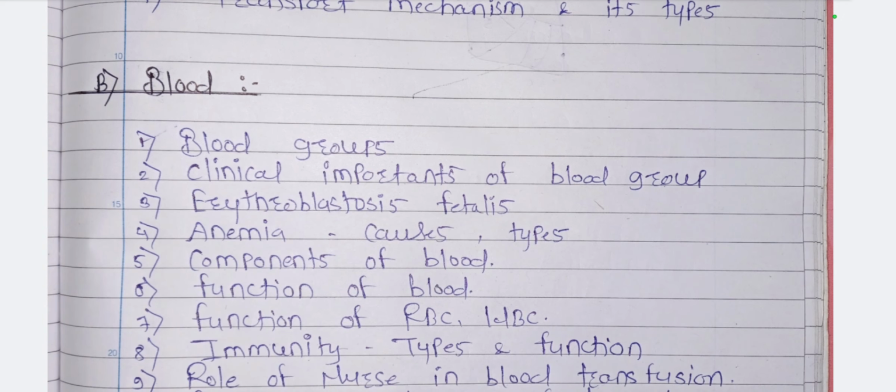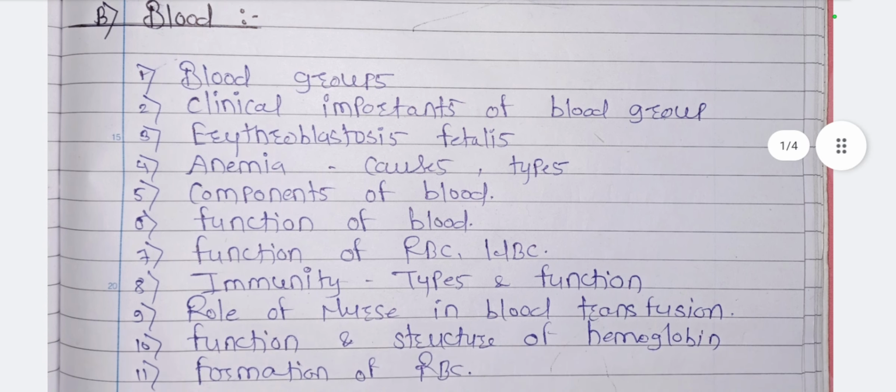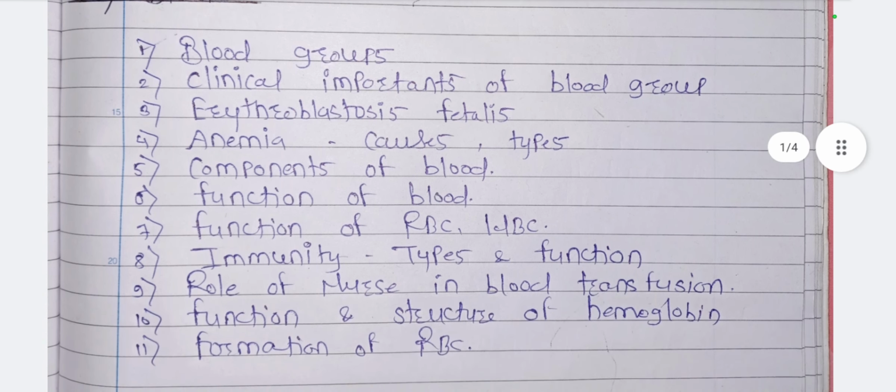Second one is blood. In that, important topics are blood groups, different types of the blood groups, ABO system and others. Then clinical importance of blood group, why blood grouping is important in our clinical practice. Then erythroblastosis fetalis is a disorder of blood. Then anemia, its causes, its classification and types.